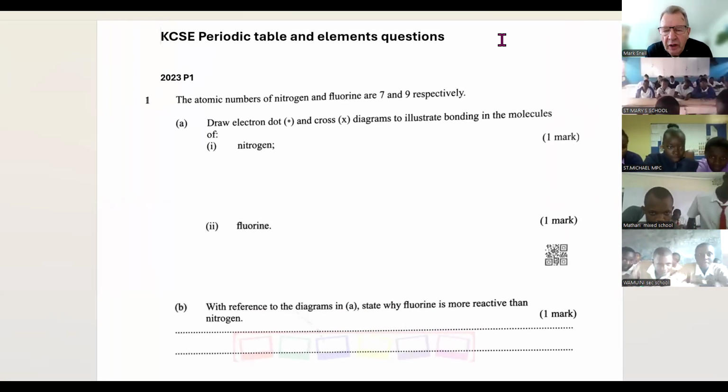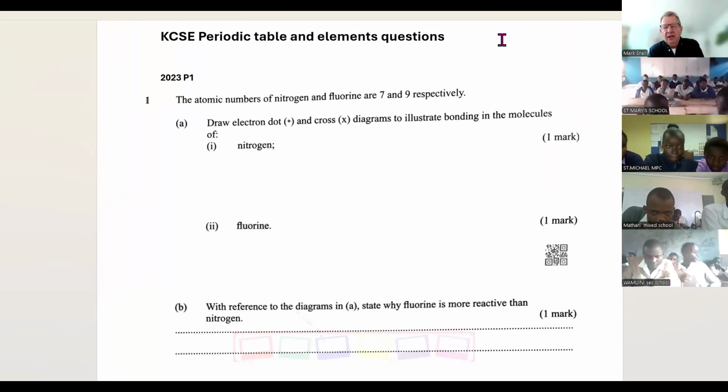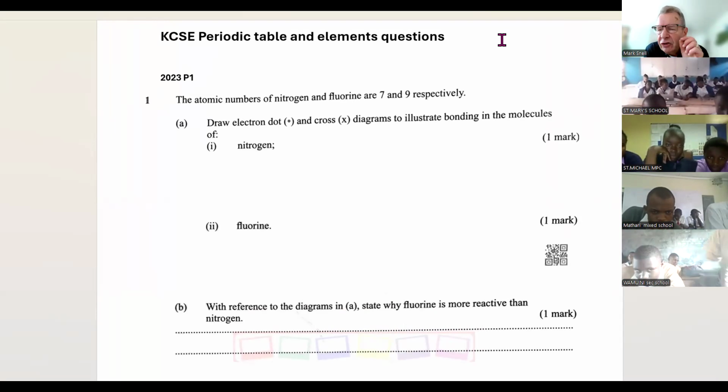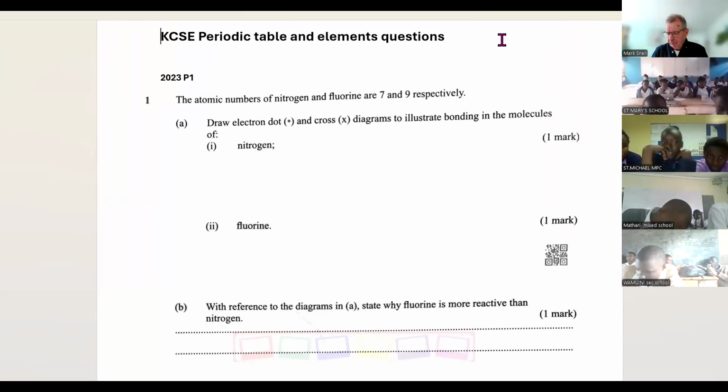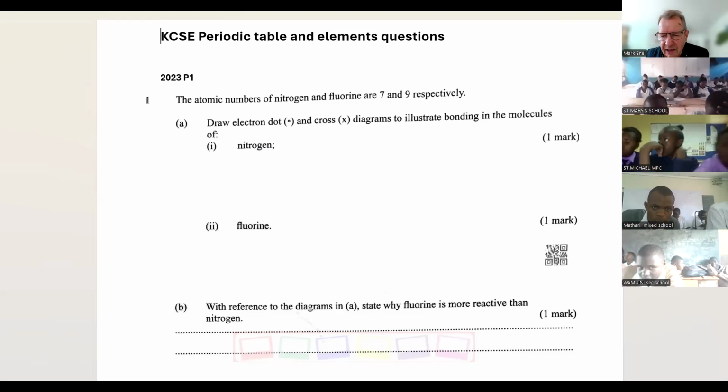Because these are 1 mark each, and there are 3 of these: draw the electron dot and cross diagrams to show the bonding in nitrogen and fluorine, and then say why fluorine is more reactive. I'd like you to try writing it down, but if you don't write it down, have a think about it and then talk to your neighbor, somebody next to you at the desk, and see if you agree about the answer. Okay? I will be sending these questions and the answers to your teachers in case you're not sure about them later.